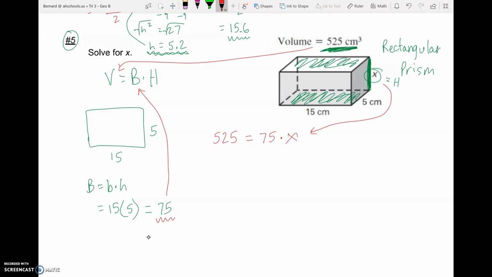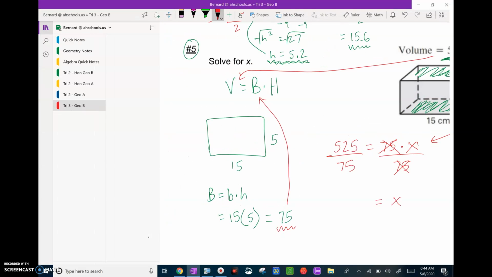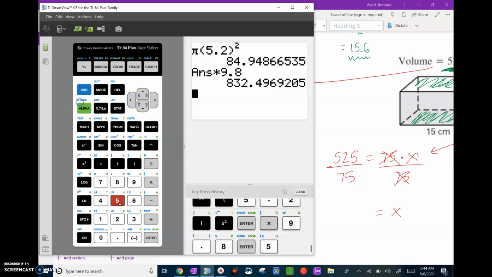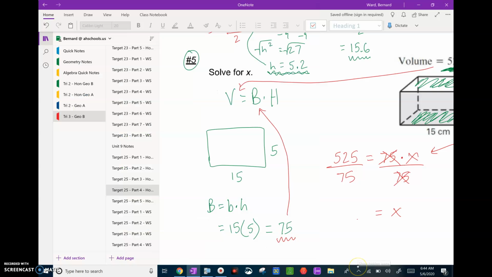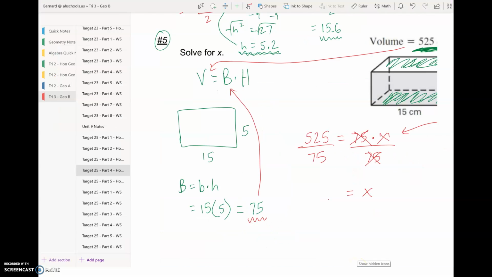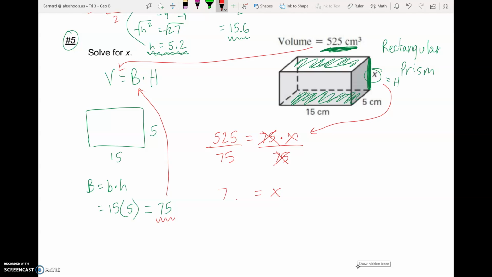So 75 times x. So all we have to do is divide both sides by 75, and we'll have x by itself. And so x is on the right, and 525 divided by 75 is 7. So the height of this rectangular prism is 7 centimeters. And that's our final answer.